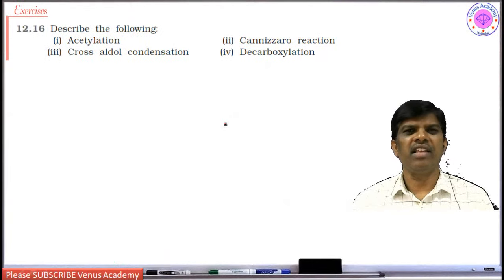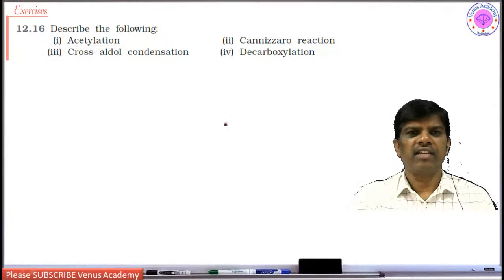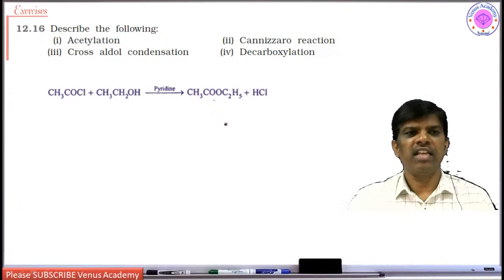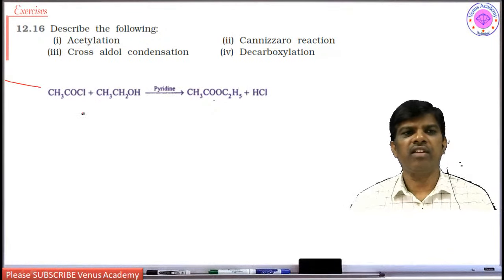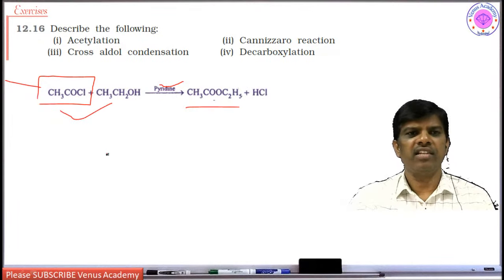Next, describe the following. Acetylation. Acetylation, esterification, Cannizzaro reaction, cross-aldol condensation, decarboxylation. So acetylation is when I take acetyl chloride and do acetylation on carboxylic acid or alcohol, in presence of pyridine as a base, I am going to get ethyl acetate. Ethyl acetate is one of the examples for acetylation reaction.